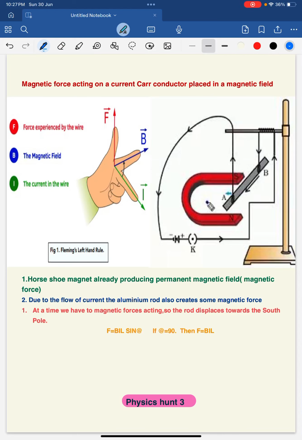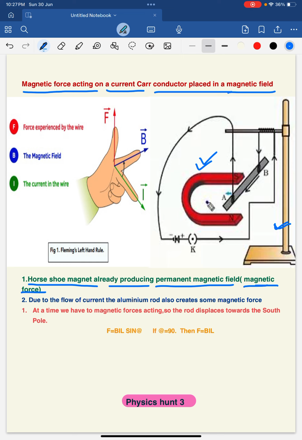In this video, I am going to discuss the magnetic force acting on a current carrying conductor placed in a magnetic field. Okay, so look at this circuit diagram here. This is called a retort stand, and we have a horseshoe magnet. Horseshoe magnet means, I already wrote here one point, the horseshoe magnet is already producing a permanent magnetic field. So whenever a magnetic field is present, magnetic force also will be there. So this horseshoe magnet is producing a permanent magnetic force.